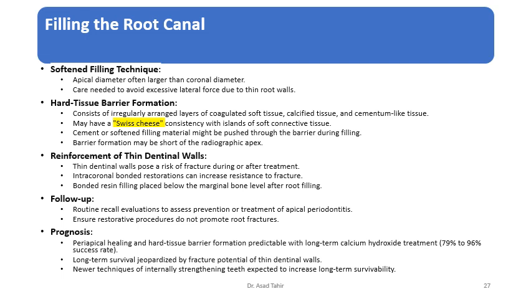Hard tissue barrier formation. Consists of irregularly arranged layers of coagulated soft tissue and cementum-like tissue. May have a Swiss cheese consistency with islands of soft connective tissue. Cement or softened filling material might be pushed through the barrier during filling. Barrier formation may be short of the radiographic apex.